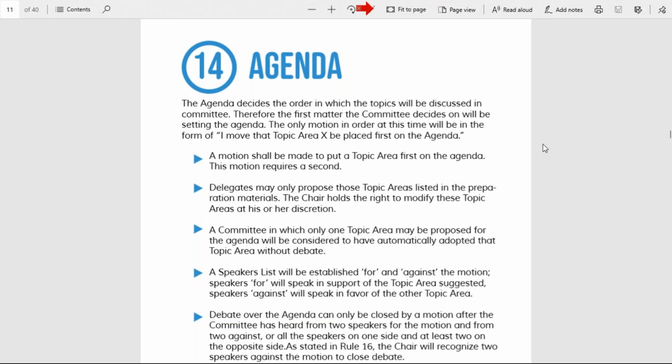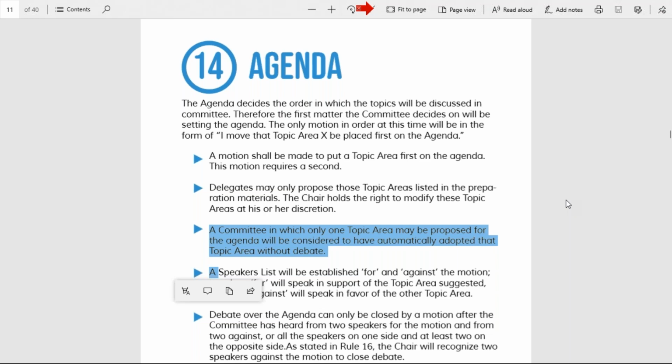So it's not really necessary for us to set an agenda because it has already been set. As you can see on the third bullet, a committee in which only one topic area may be proposed for the agenda will be considered to have automatically adopted that topic area without debate. So when you come for conference, please don't raise a motion to set an agenda because it has already been set.